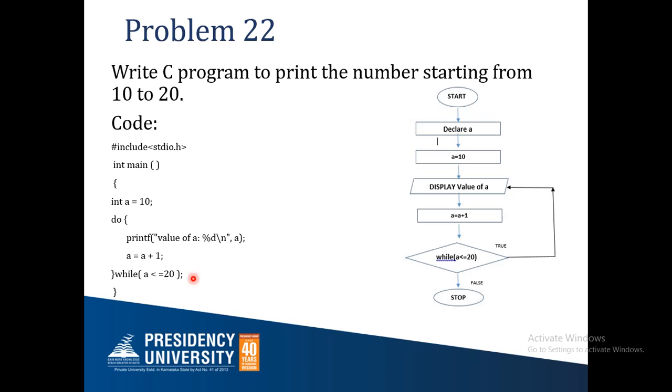It ends by semicolon here. So these things you have to keep in mind when you're writing do. You have to give the scope by this curly braces. Immediately after this, you have to put a semicolon. So this is the syntax for the do while loop. This is the flowchart done. This is the code done.